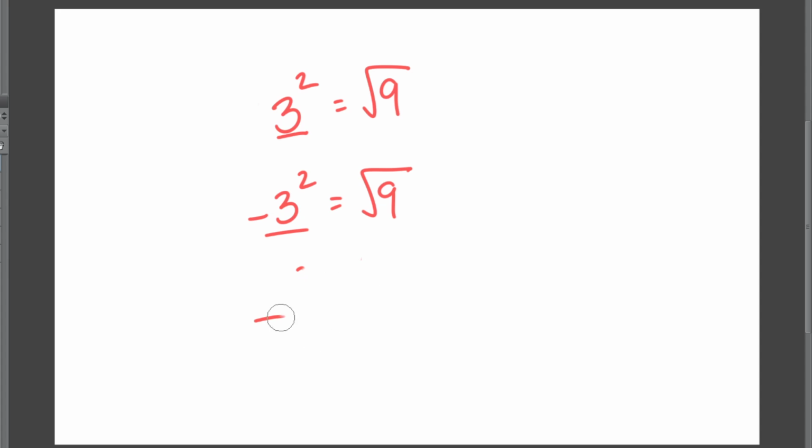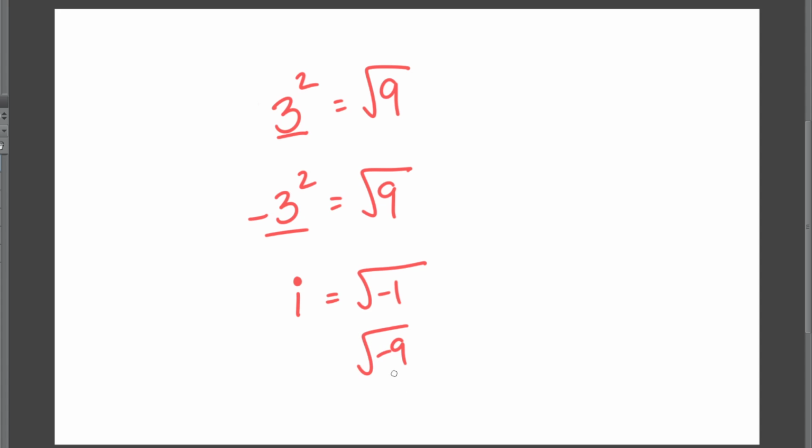i is an imaginary number that represents the square root of -1. And it is how we can find the square root of -9.